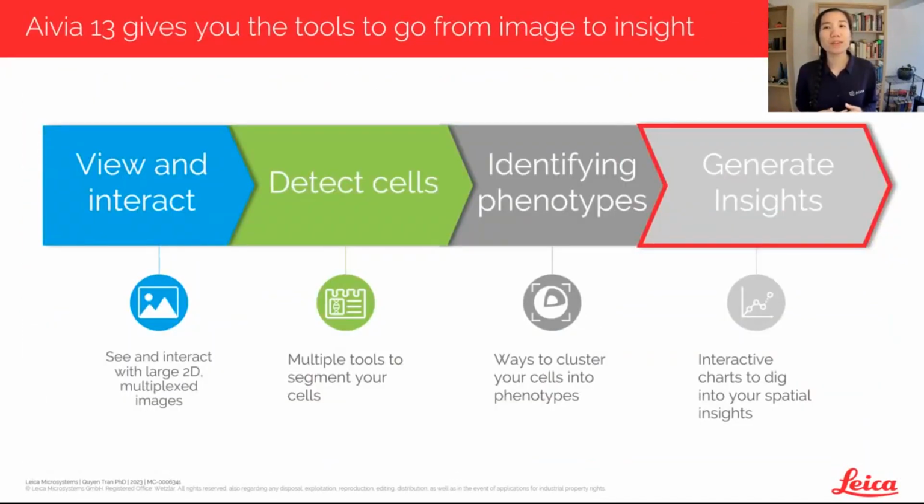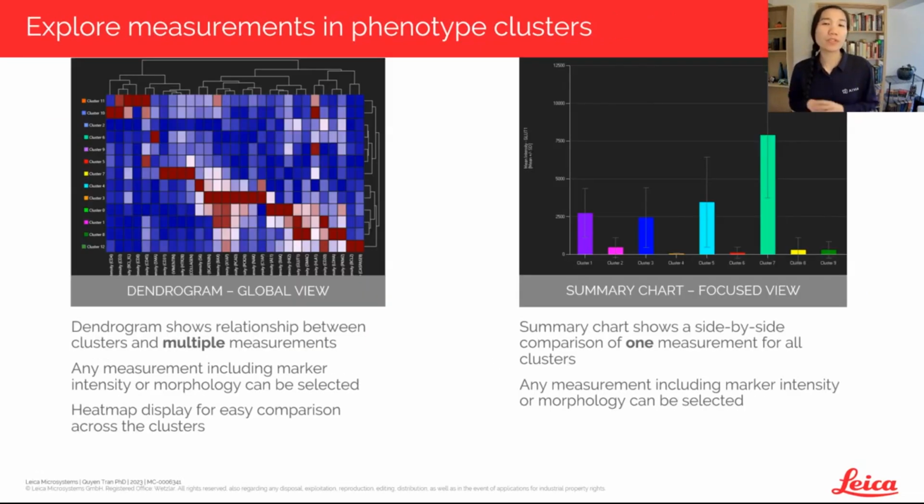Now let's move to the next step in our workflow, generating insights. In Aivia 13, we're introducing some new interactive maps for you here. On the left-hand side, you'll see an example of the dendrogram, which provides you with a look at the relationship between cell clusters or phenotypes with multiple measurements. You can select which measurements are displayed, and it's shown here as a heat map to help you compare across the clusters. On the right-hand side, you see an example of a summary chart, which allows you a more focused view comparing one measurement across your cell clusters and phenotypes.